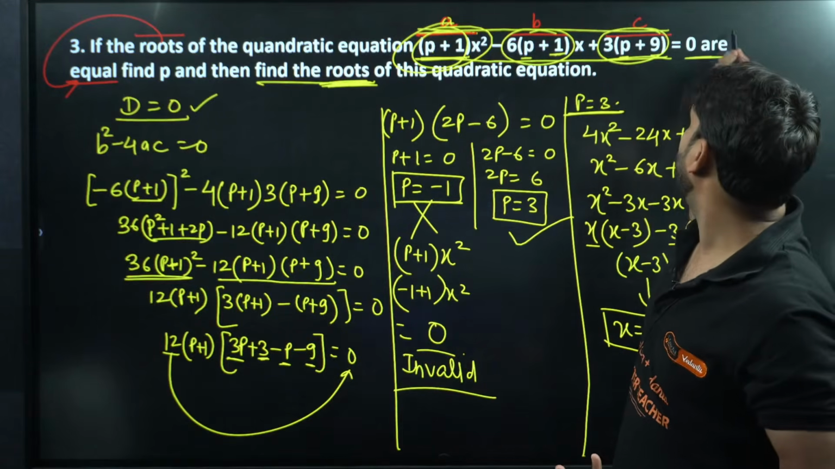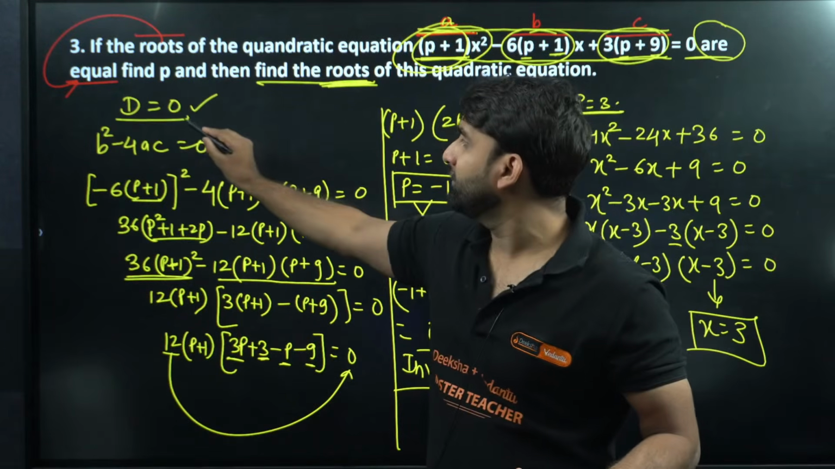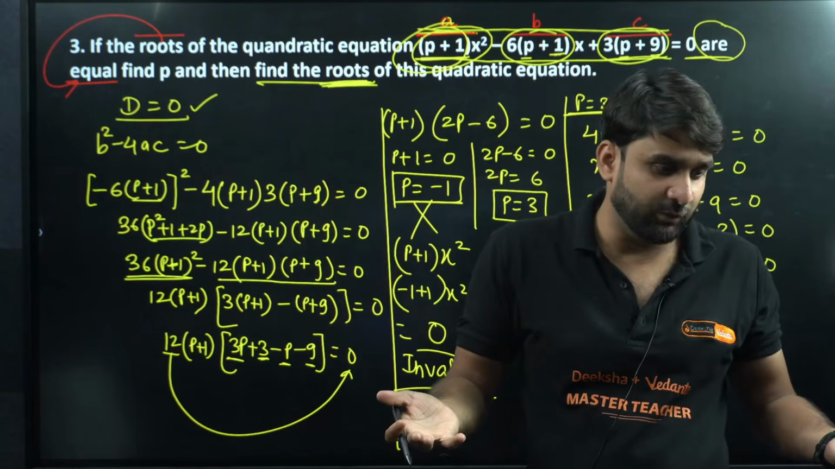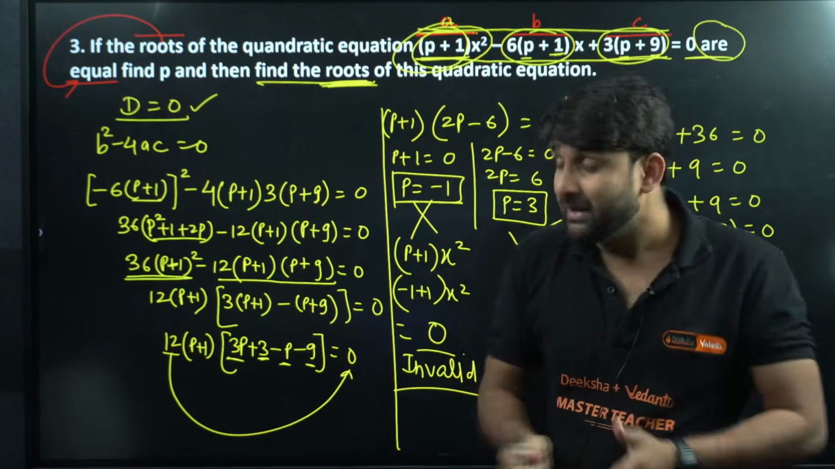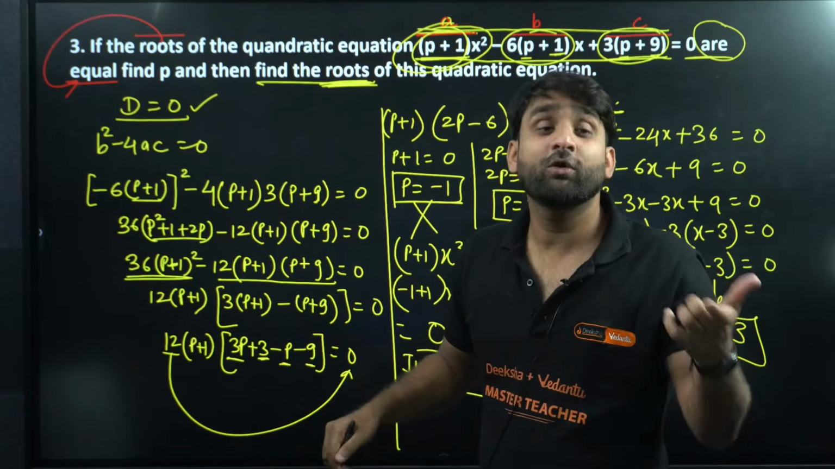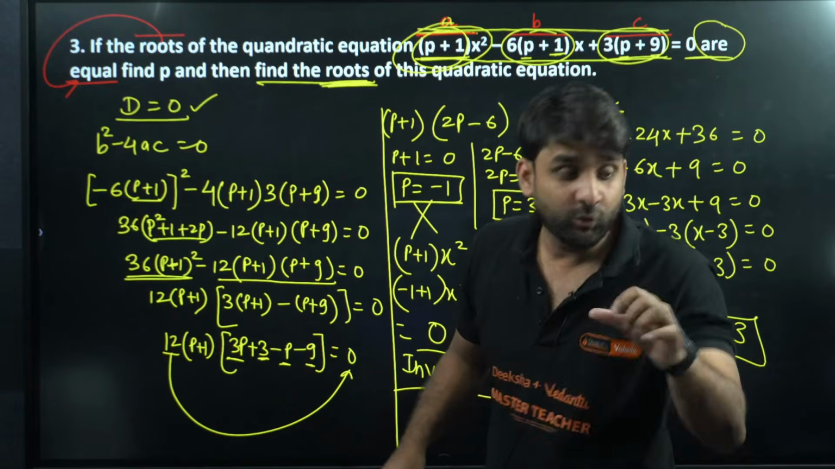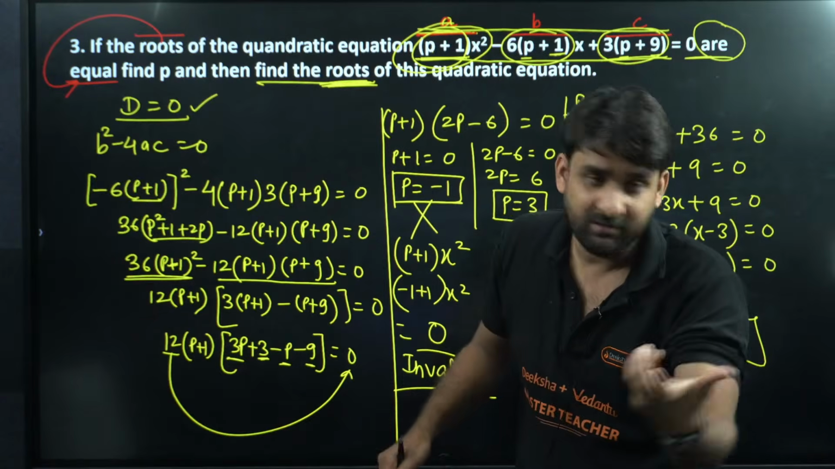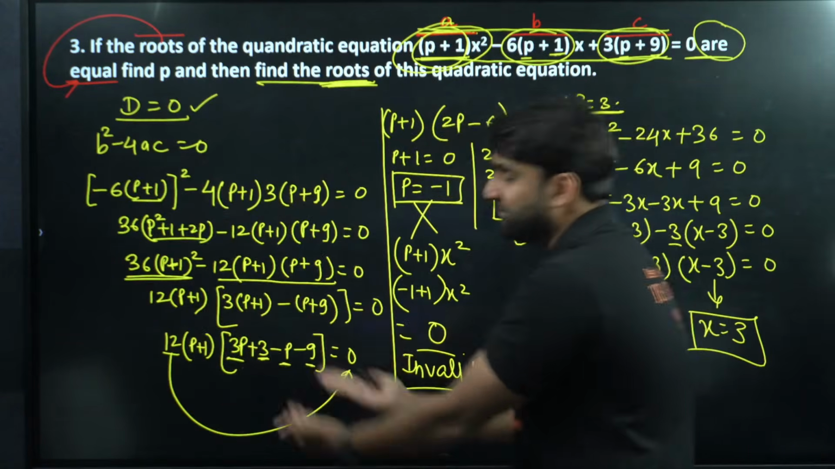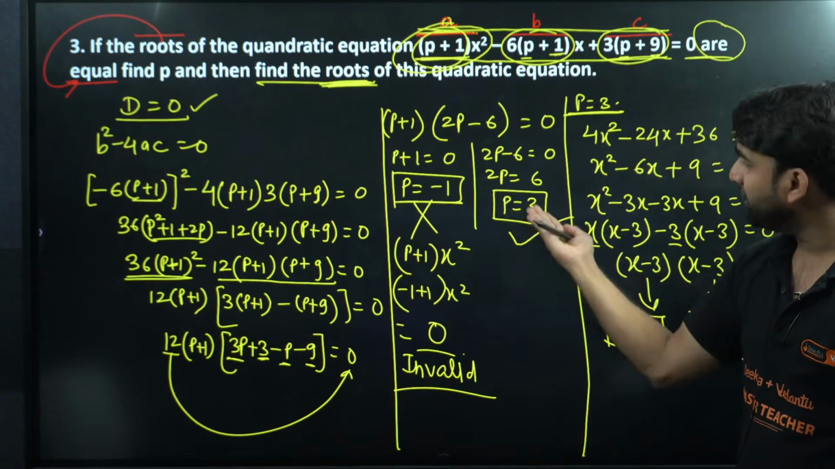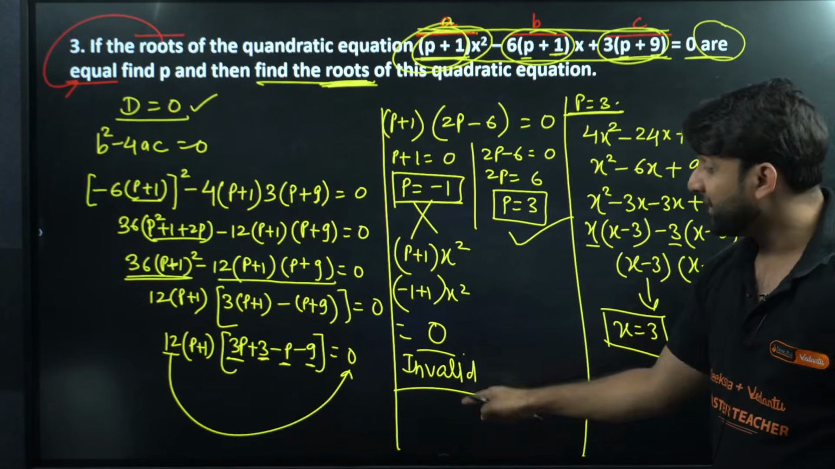The roots are equal, so I have used the formula for discriminant. The discriminant will become 0, because the roots are equal. And we know the formula for discriminant is b square minus 4ac. Now what is b? B is the coefficient of x. What is a? A is the coefficient of x square. And what is c? C is the pure constant. So by putting the values and doing the basic mathematical calculation, we got p equals minus 1 and p equals 3. But p equals minus 1 will be invalid.